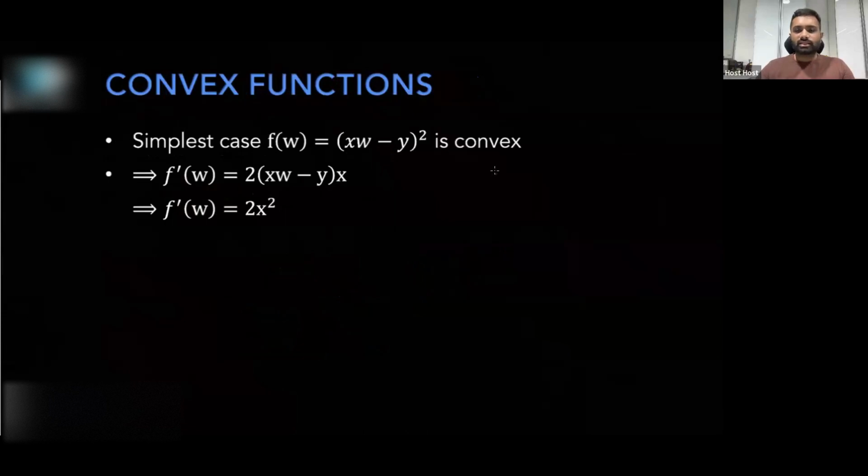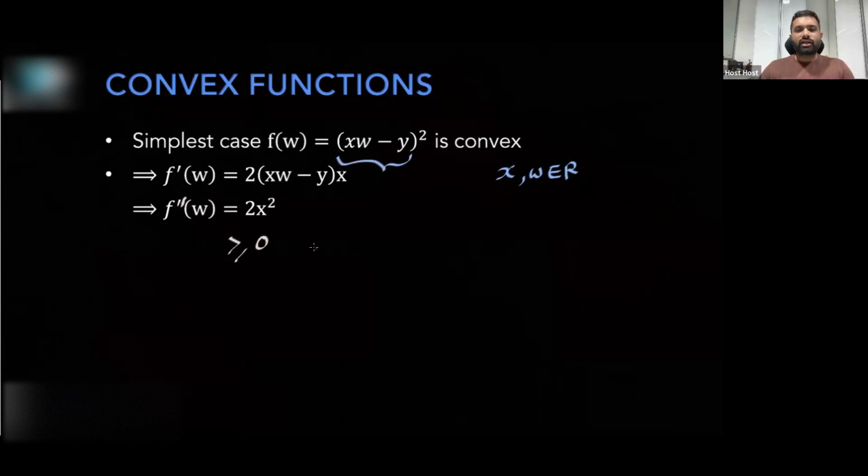Let's try to see whether it is convex or not. x and w both belong to R. So if I differentiate this function, what will I get? 2 times (xw minus y) multiplied by x. If I differentiate it again, what will I get? 2x square. This is the double differentiation. And you can see that it is always greater than or equal to 0. Since it is always greater than or equal to 0 for all x, you can say that this particular function that we have defined is a convex function.